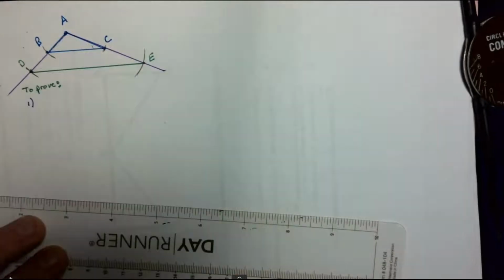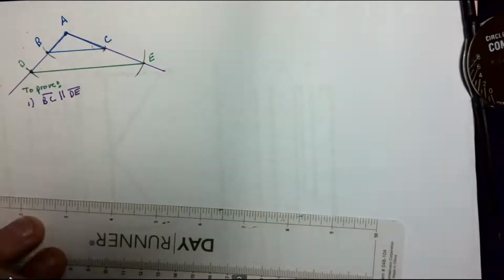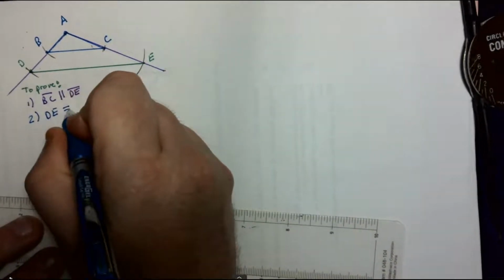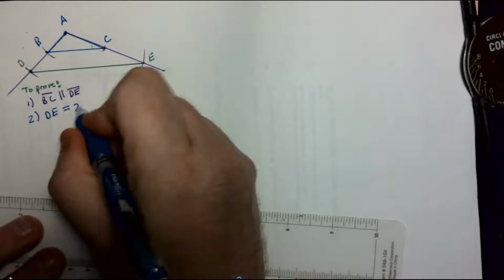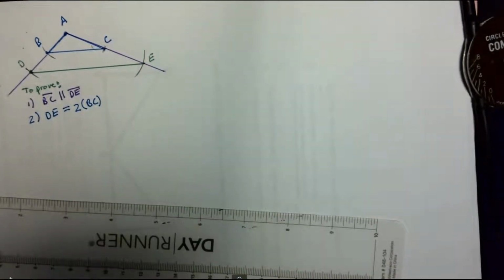Now what do we want to show? We want to show two things. The first thing we want to show is that segment BC is parallel to segment DE. And the second thing we want to show is that the measure of DE is equal to 2 times the measure of BC. And so we'll begin by looking at the construction to see what we already have.